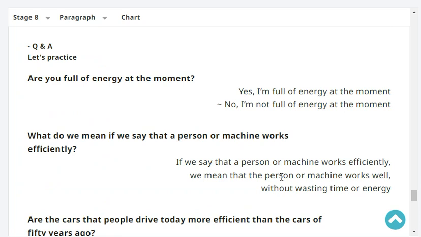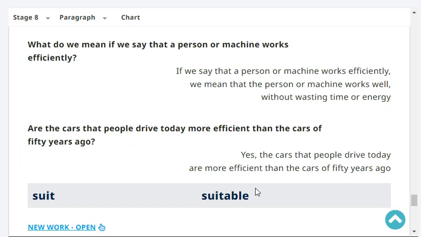What do we mean if we say that a person or machine works efficiently? When we say that a person or machine works efficiently, we mean that the person or machine works well without wasting time or energy. Very good.